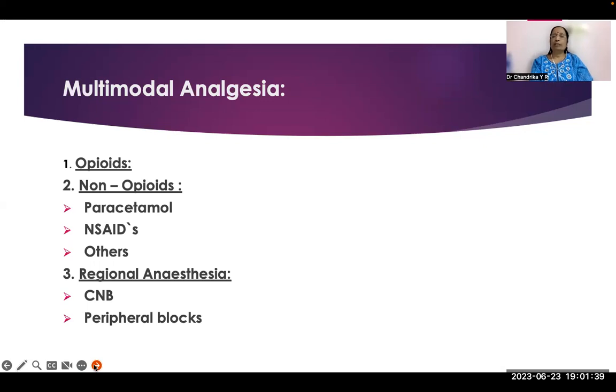When you think of multimodal analgesia in children, we can combine opioids like morphine, fentanyl, remifentanil, non-opioids like paracetamol, NSAIDs, and others. The others include ketamine, gabapentin, and also dexmedetomidine. And we can combine regional anesthesia also, like central neuraxial block and peripheral blocks.